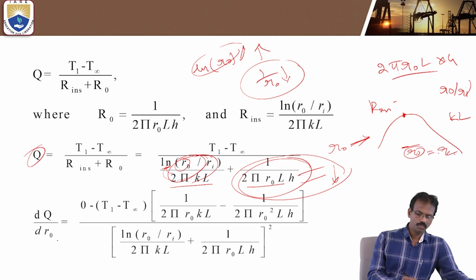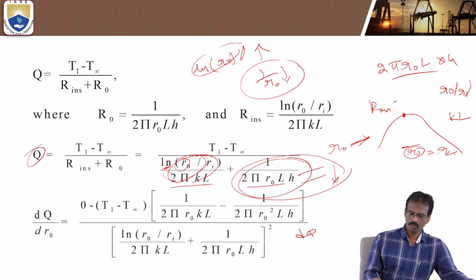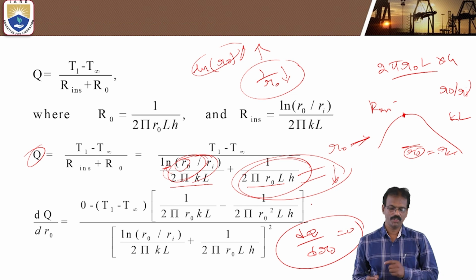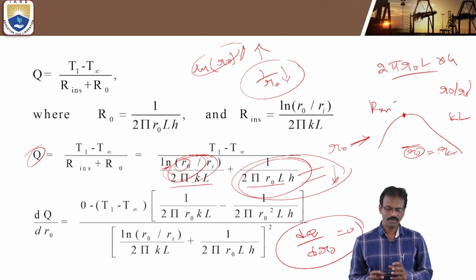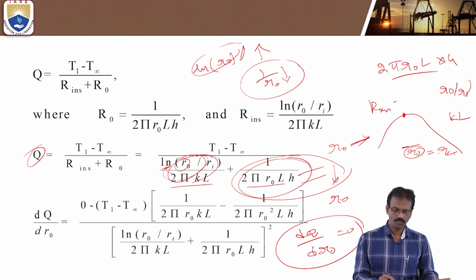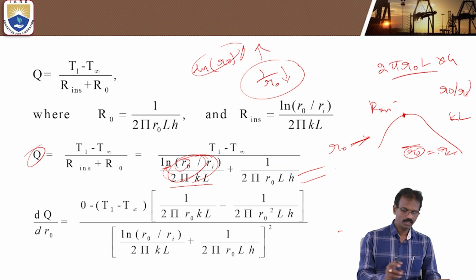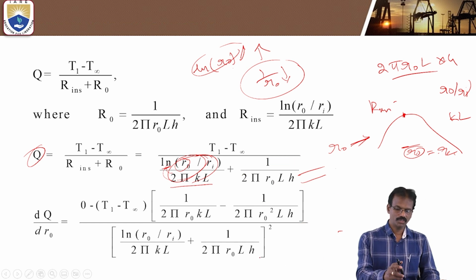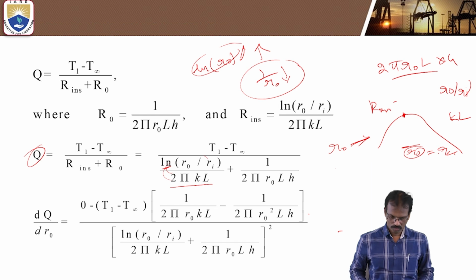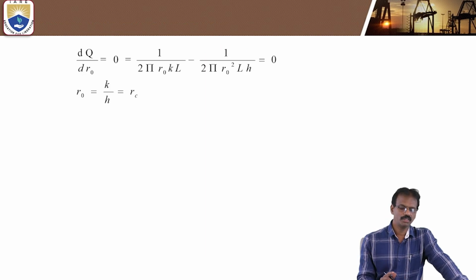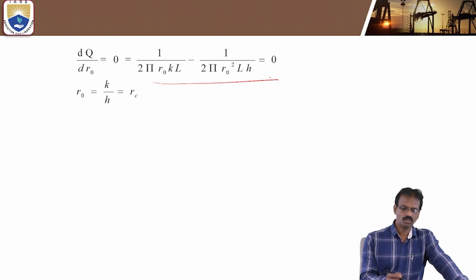So dQ by dR naught is equal to the derivative of T1 minus T infinity by the total resistance. At a particular point, the maximum, if you differentiate Q with respect to R naught and set dQ by dR naught equal to 0, you will get the maximum point. At that maximum point, you can get the R naught value. If you differentiate this one, you will get this formula. So dQ by dR naught is equal to 0, and if you solve this, R naught is equal to k by h.